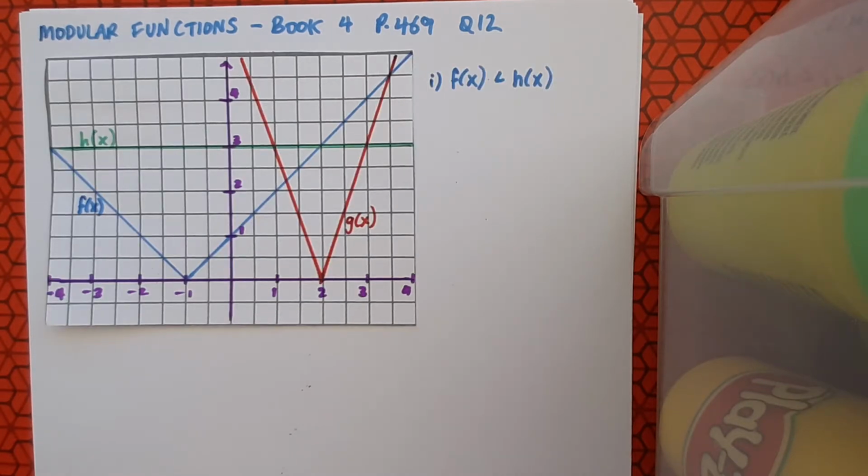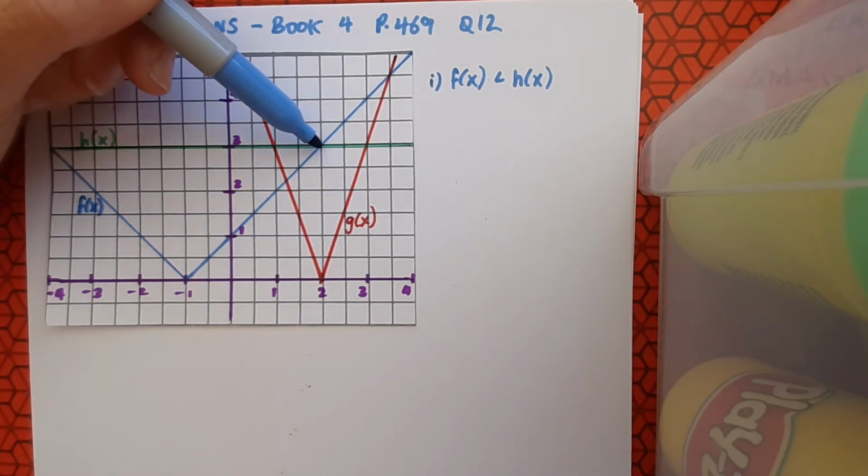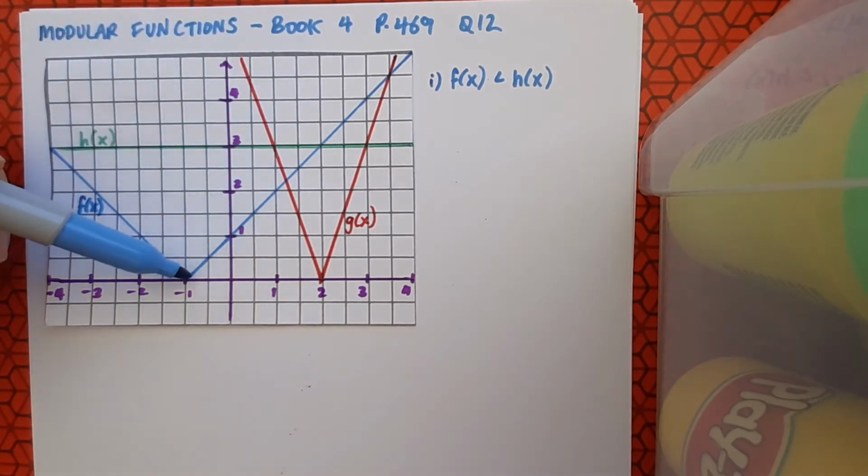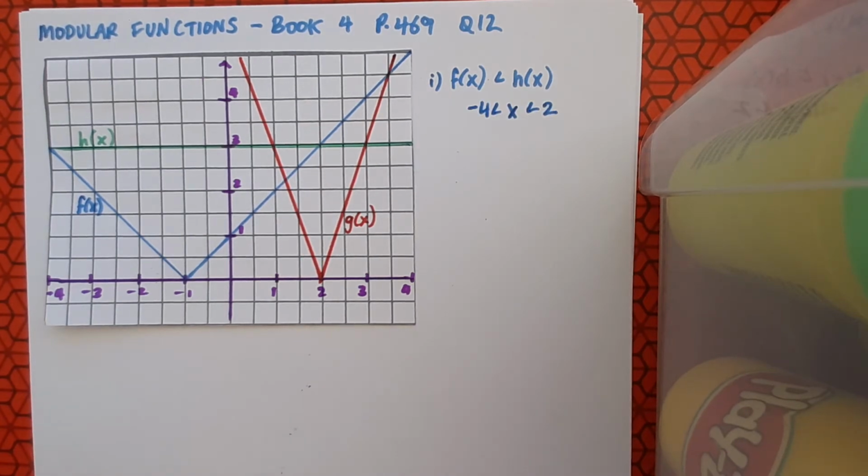So the first part of this question asks us where is f of x less than h of x, and our answers are always going to be in terms of the x values for those points of intersection where those graphs meet. And f of x is the blue function and h of x is the green function. So they're really asking us where is the blue function below the green function. So you can see that they meet at x equals minus 4 and they meet again at x equals 2. And f of x is below h of x between these two values. So my answer is going to be that x is between minus 4 and 2.